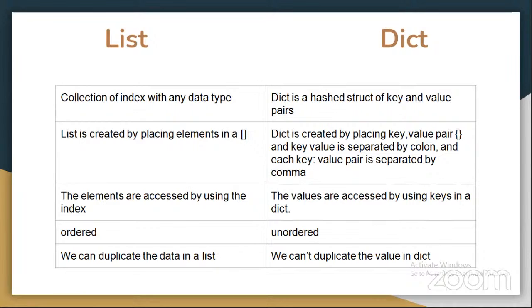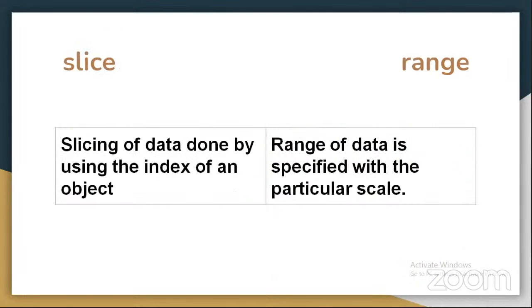Okay, no problem. List is ordered and dictionary is unordered. In a list, we can duplicate the data. This is an advantage. In a dictionary data type, we can't duplicate a key. Sorry, not a value, we cannot duplicate a key in a dictionary. Here it is an error.